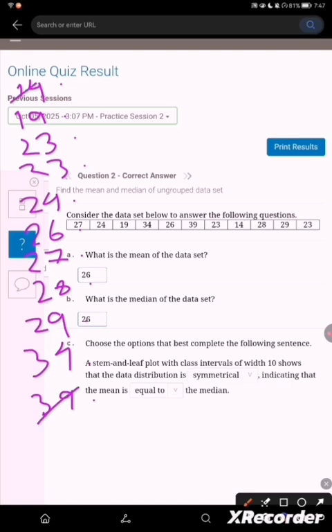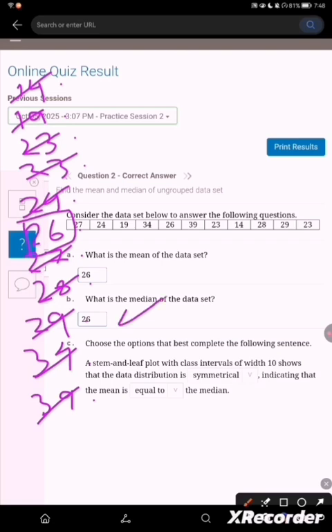Now you can start by canceling out from each side. So 39 and 14, 34 and 19, 29 and 23, 28 and 23, 27 and 24, and your median will be 26 because that's the only number left. Okay? So that is correct.